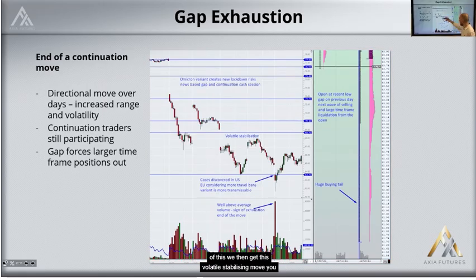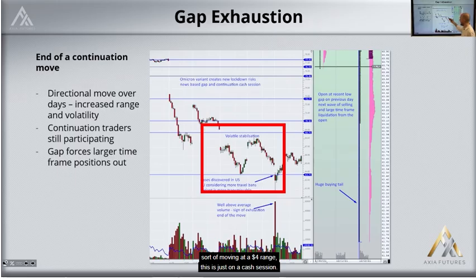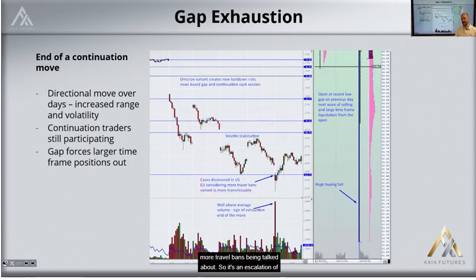On the back of this, we then get this volatile stabilizing move. You're moving in a $4 range. This is just on a cash session. So we've got a lot of volatility, and then you get a gap down, when cases are discovered in the US and more travel bans are being talked about, so it's an escalation of the story. The gap down breaks the recent low. This then forces more people to come in to sell. It forces more people to get out of long positions. This is where you're expecting a very, very fast move down.